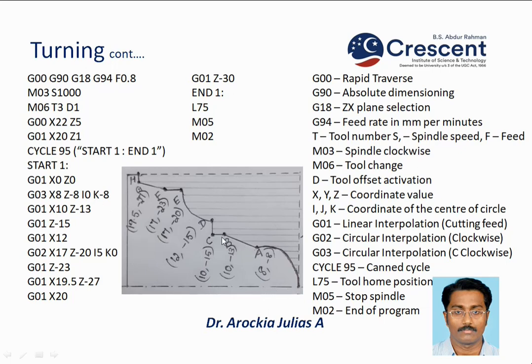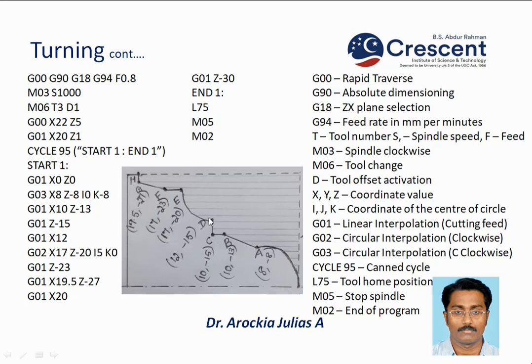Next we have to take a taper, okay, from A to B. For traveling from A to B, it is a linear interpolation G01. The final B value is X10 Z minus 13. Next is a horizontal line. So there is only difference in the variation in the Z direction, G01 Z minus 15 for point C. Next is a vertical one where it is G01 X12. Okay, the Z value remains same. From C to D X value remains same, so G01 X12.